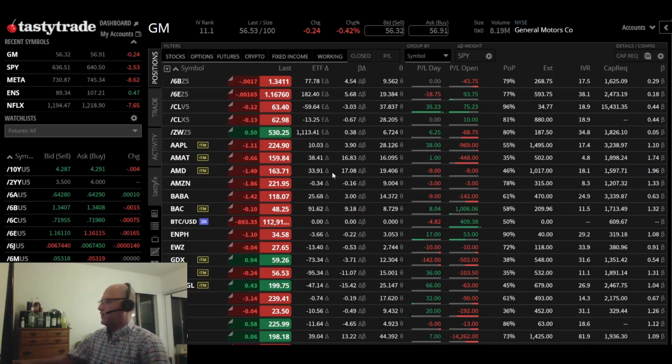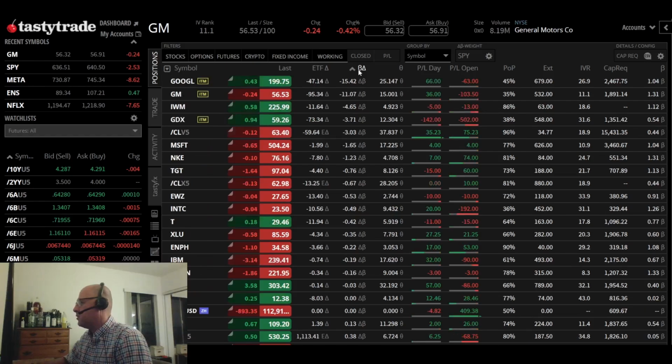So when I log in the morning, one of the things I do is I sort these. I can come here and click on this, and it will tell me from lowest to highest how these beta weighted deltas are situated. My biggest short position right now in terms of beta weighted deltas is in Google, and I'm short the equivalent of 15 and change shares of SPY. And then we've seen GM, IWM. But right now I don't have a lot of big short positions.